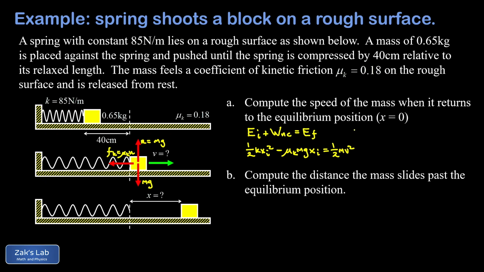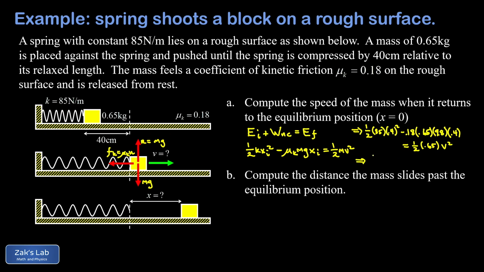So we'll just go ahead and plug in numbers at this point, and I have 1/2 times k, that was 85, times x initial squared, that's 0.4 squared, minus mu k, that was 0.18, times the mass, 0.65, g, we're going to use 9.8 for that. And again, that force acted through a displacement of 0.4 or 40 centimeters. And this is going to be equal to 1/2 times the mass, 0.65 again, times the unknown final speed squared.